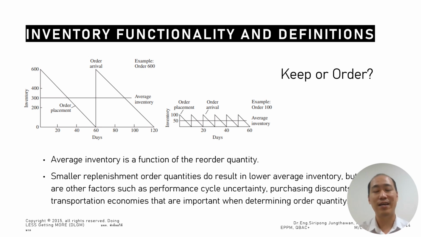That's the idea that you have to know about this. Smaller replenishment order quantities do result in lower average inventory, but you have to decide based on other factors such as performance cycle, uncertainty, and purchasing discounts. When you order more, you get a discount from the pricing, so you have to adjust the number.